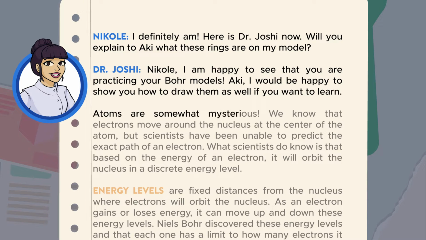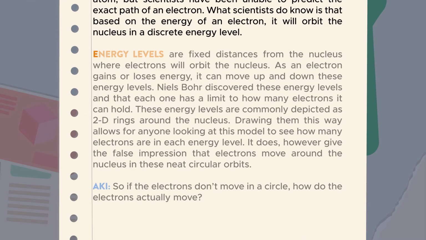Atoms are somewhat mysterious. You know that electrons move around the nucleus at the center of the atom, but scientists have been unable to predict the exact path of an electron. What scientists do know is that based on the energy of an electron, it will orbit the nucleus in a discrete energy level. Energy levels are fixed distances from the nucleus where electrons will orbit the nucleus. As an electron gains or loses energy, it can move up and down these energy levels. Niels Bohr discovered these energy levels and that each one has a limit to how many electrons it can hold.